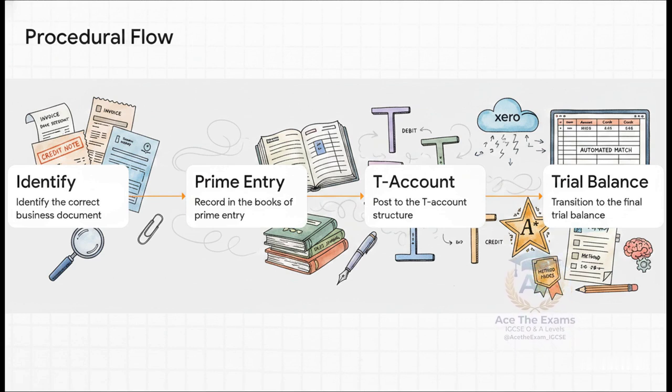Step by step, you reconcile these documents, record them in the books of prime entry, post them to the ledgers, and finally transition to the trial balance. Now, it's pretty fascinating. In the real world, modern cloud accounting software like Xero acts like an AI, automating a ton of this sales return processing by instantly matching credit notes to bank feeds. But in the exam hall, you are the AI. Examiners award method marks for showing this logical progression, even if your final mathematical balance ends up being slightly off. So always share your workings.